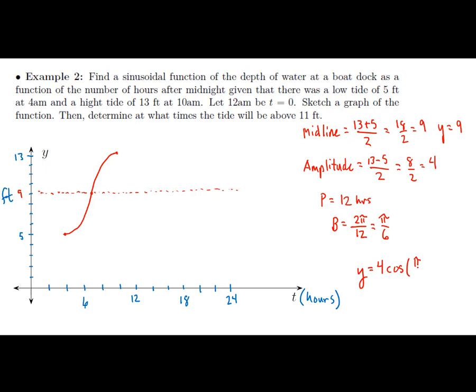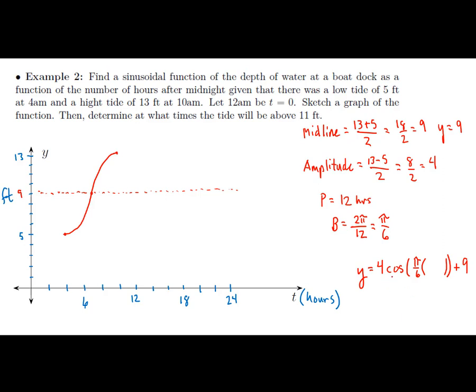Cosine pi over 6. I'm going to leave a little bit of space in here, right, because we need to represent any kind of shift that's going on inside parentheses here. And then plus 9 for my midline.